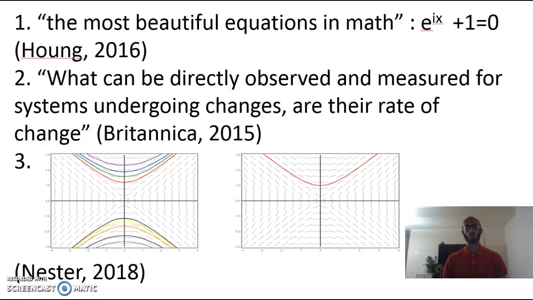Throughout his mathematical career, Leonhard Euler discovered multiple important formulas. In an article by Hong titled Euler Identity, Hong elaborates on one of these formulas, nicknamed the most beautiful equation in math, e to the power of iπ plus 1 equals 0.